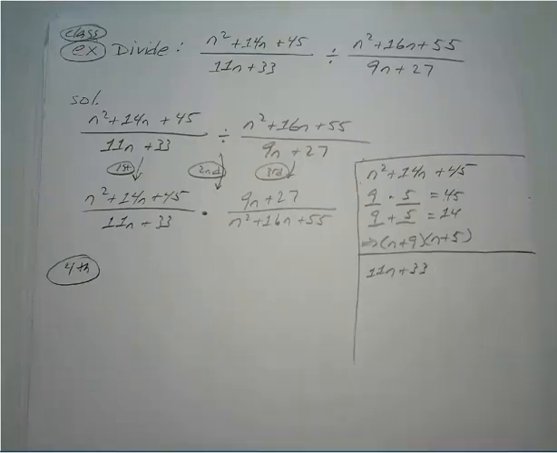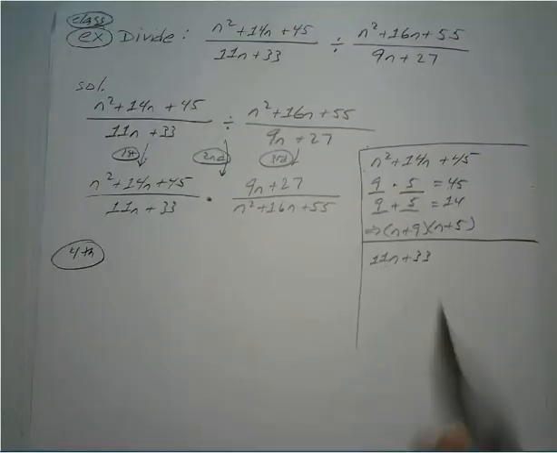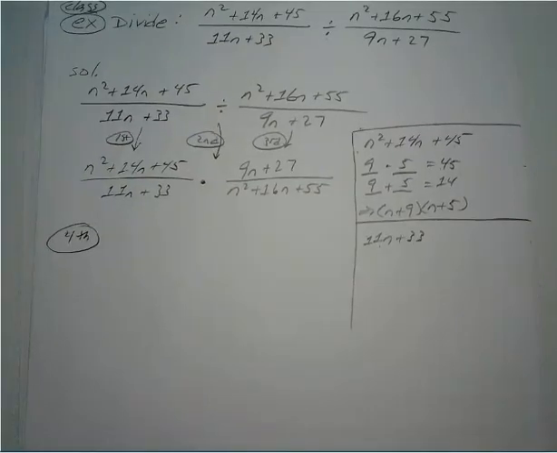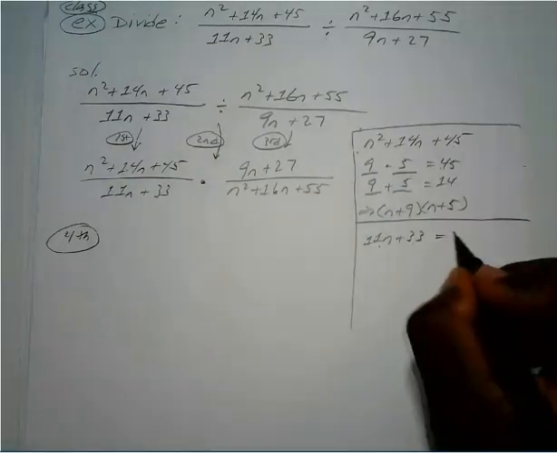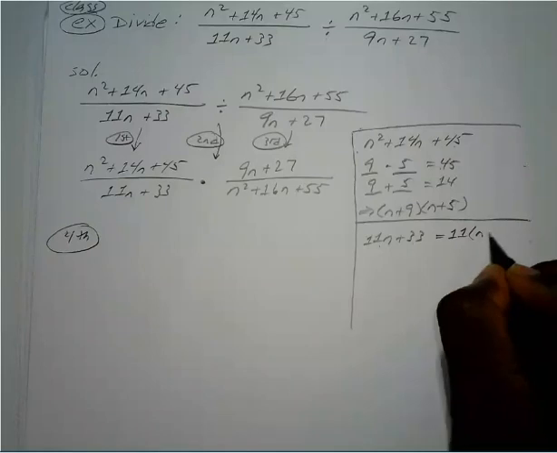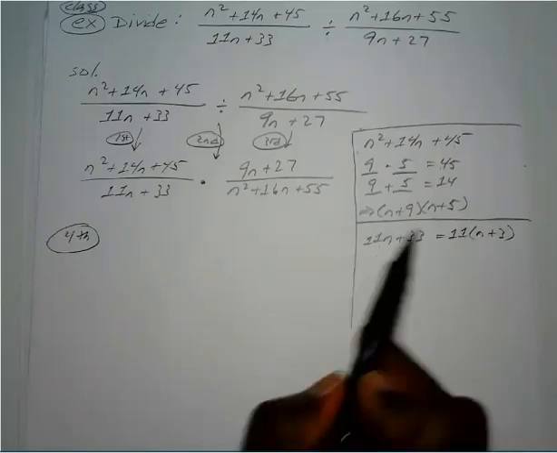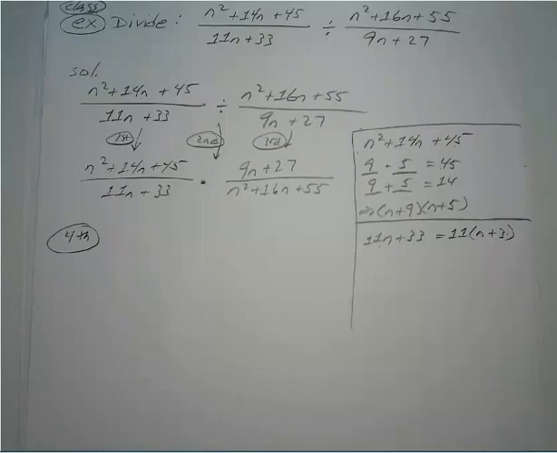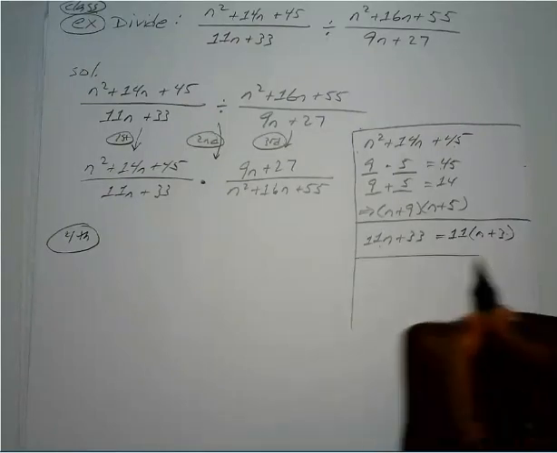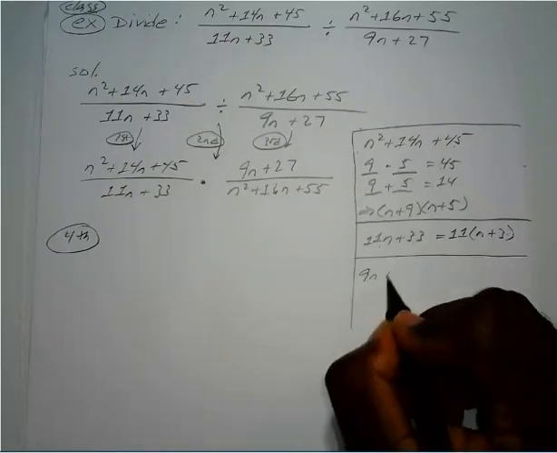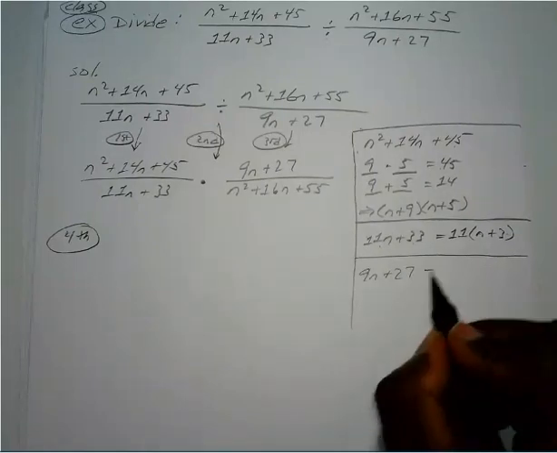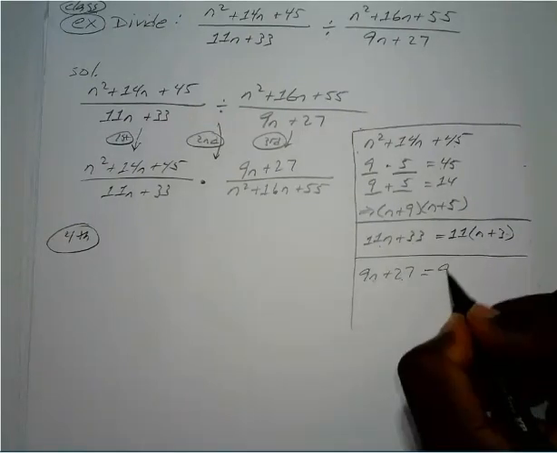Okay, so 11n plus 33, we can factor an 11 out of both of those, because 33 is just 11 times 3. Okay, so we have 11 and n plus 3. So if you do the distributive property, you end up right back there. Okay, so same thing with 9n plus 27. You can factor a 9 out of both of those, and we end up with n plus 3.